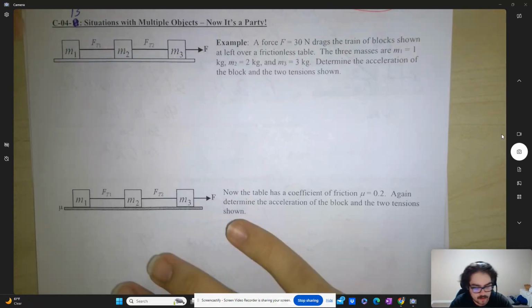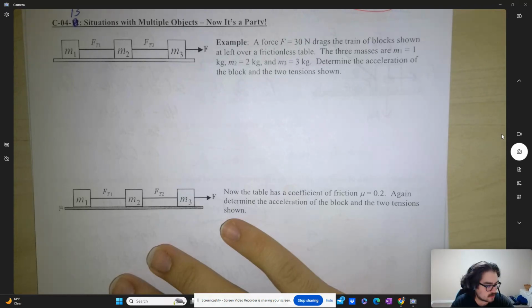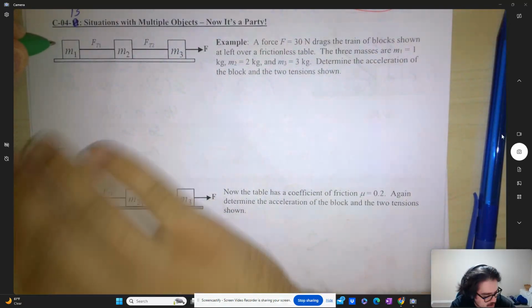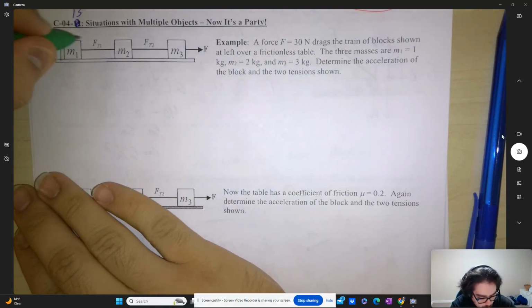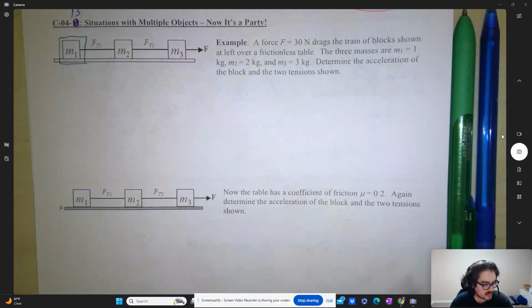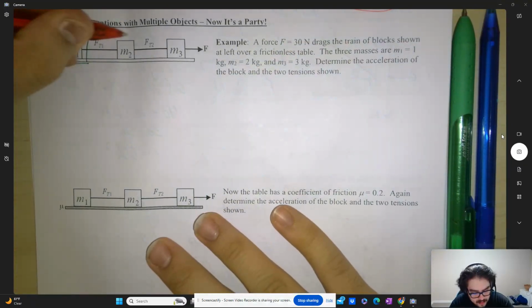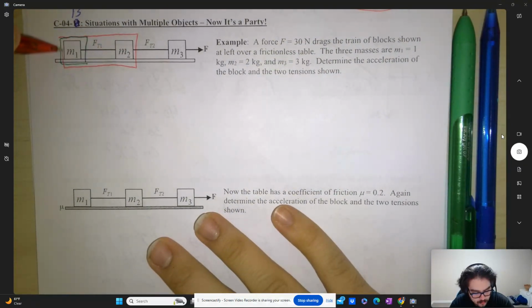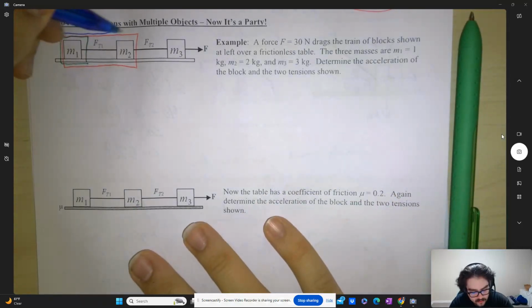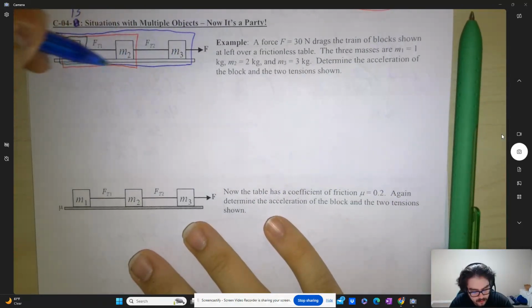So when you solve a problem like this, you actually have to break it up into systems, okay? My first system is going to be just M1. I'm going to put them in boxes. My second system is going to be M1 and M2, and then my final system is going to be all three of them together.